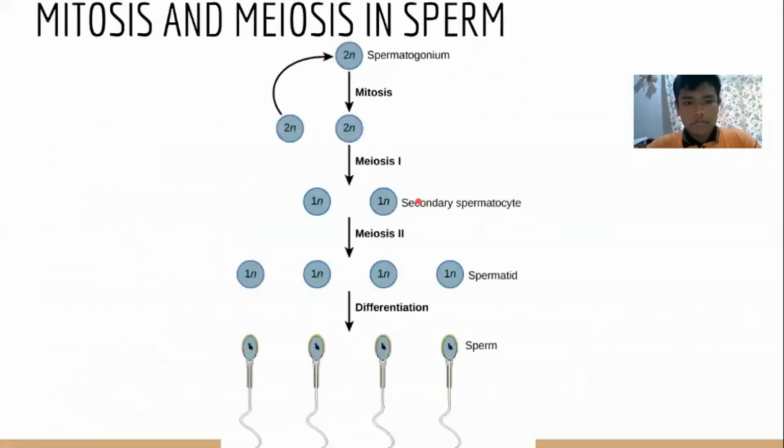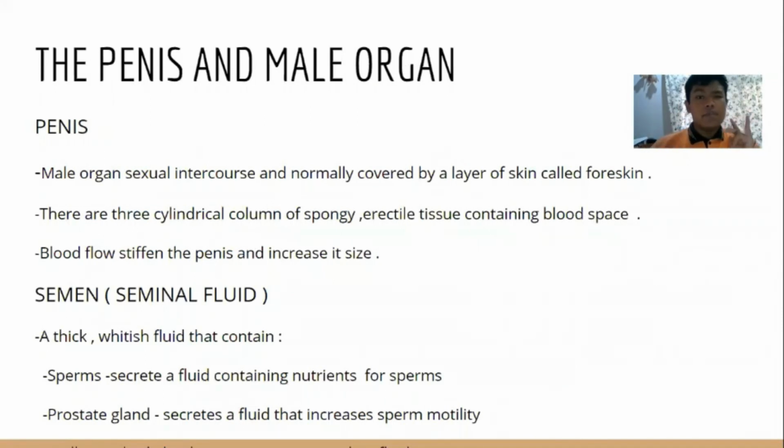Okay, right now we move on. This is an example of a diagram that shows how spermatogenesis works. I hope this diagram makes the process of spermatogenesis easier to understand. So right now we move to the penis, the male organ.